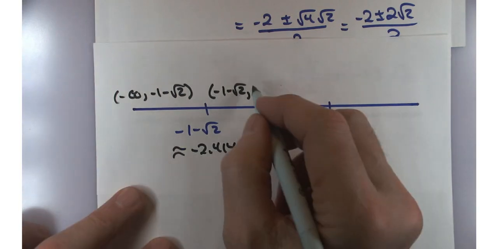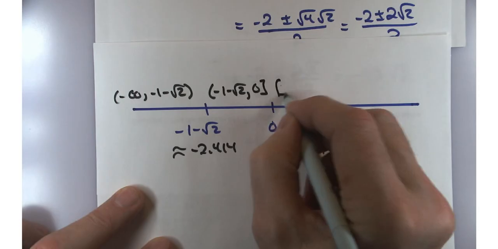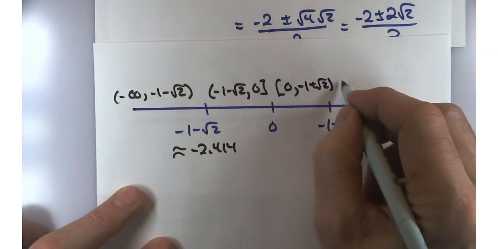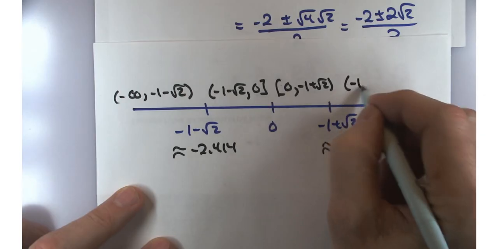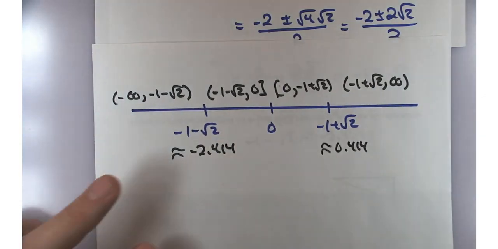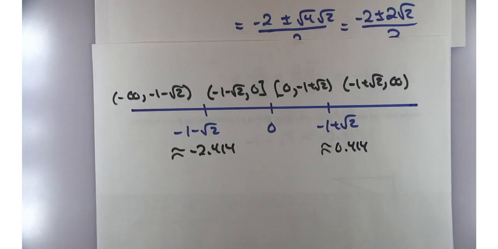0 gets a bracket. Bracket on the 0 again. Negative 1 plus the square root of 2, which gets a parenthesis. So the only thing that's getting the bracket is the 0. Okay.